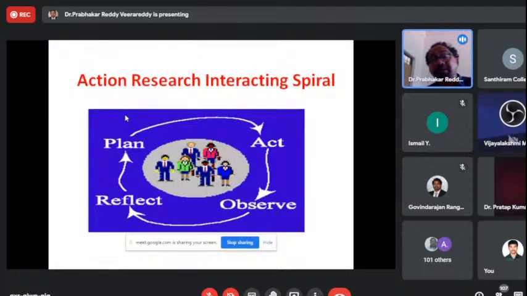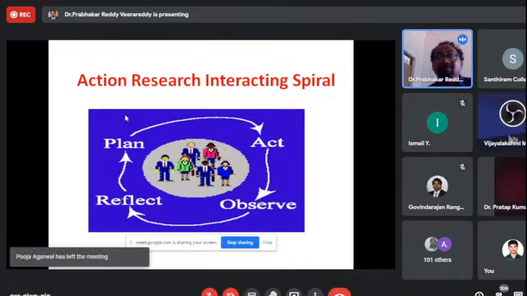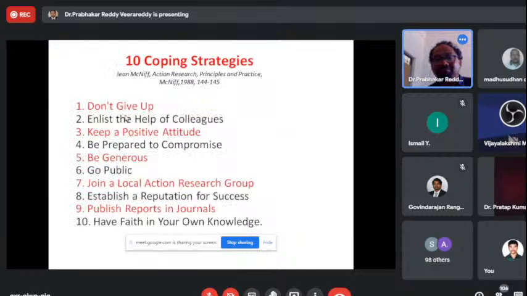Always remember: plan, act, observe, and reflect. These are your research plan. So, 10 coping strategies. Don't give up. Try to remember, if you want to do research, you do it. Enlist the help of colleagues.